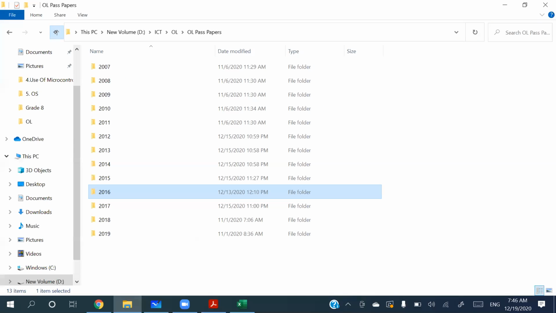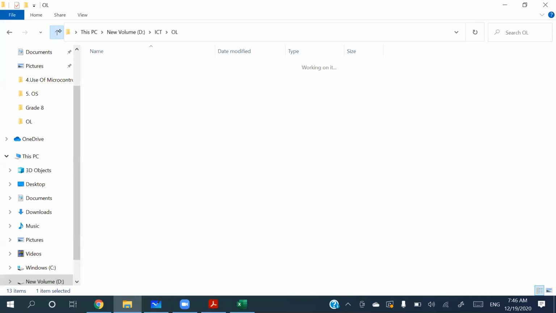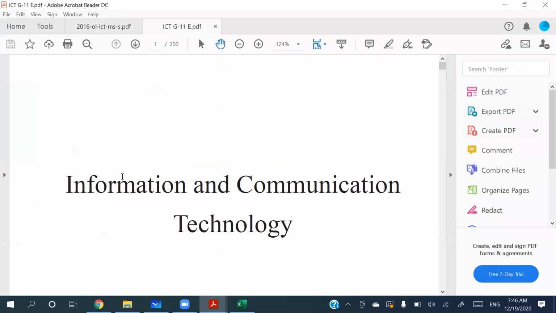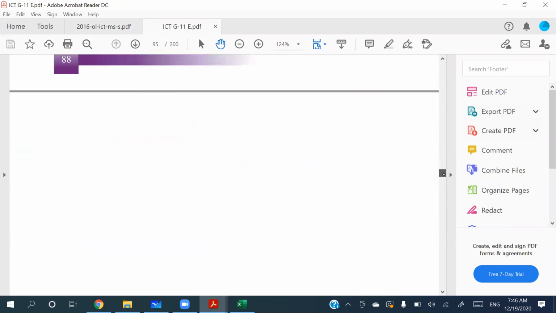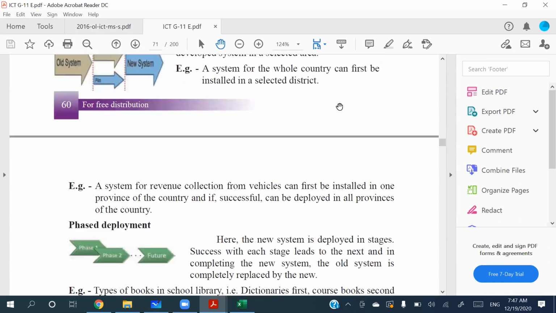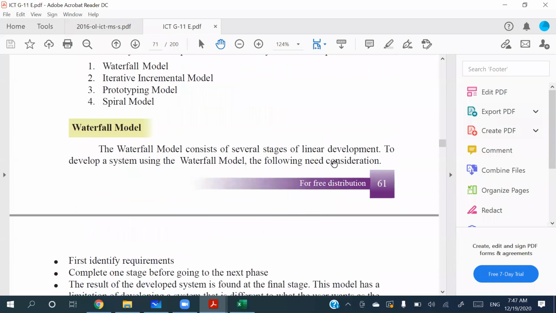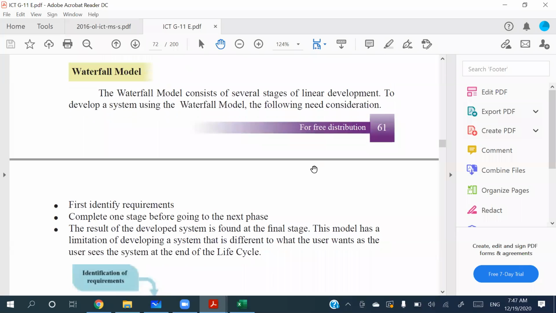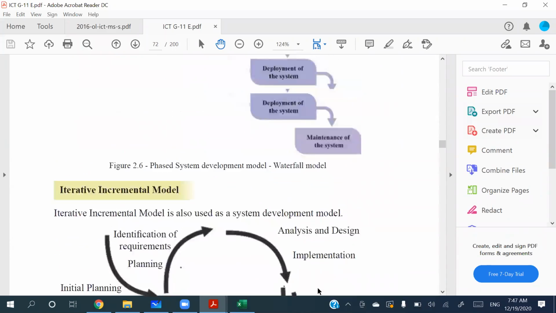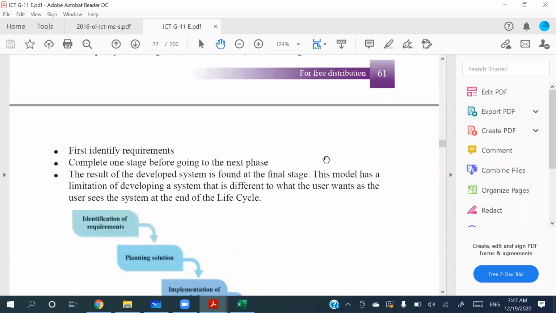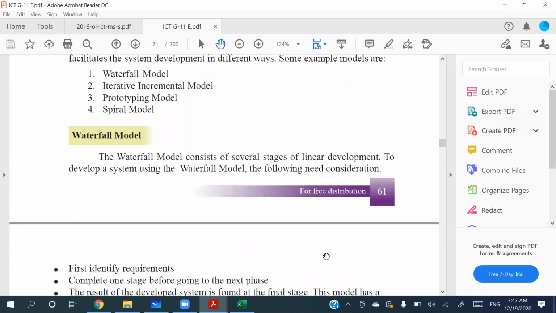I really don't remember what the methods are. I remember we talked about the waterfall and the iterative incremental model. Was it the only two? They have given some names right over here: waterfall, iterative incremental, prototyping, and spiral. But they just talk about the waterfall and the iterative incremental model only. So you can go with one of those, right?